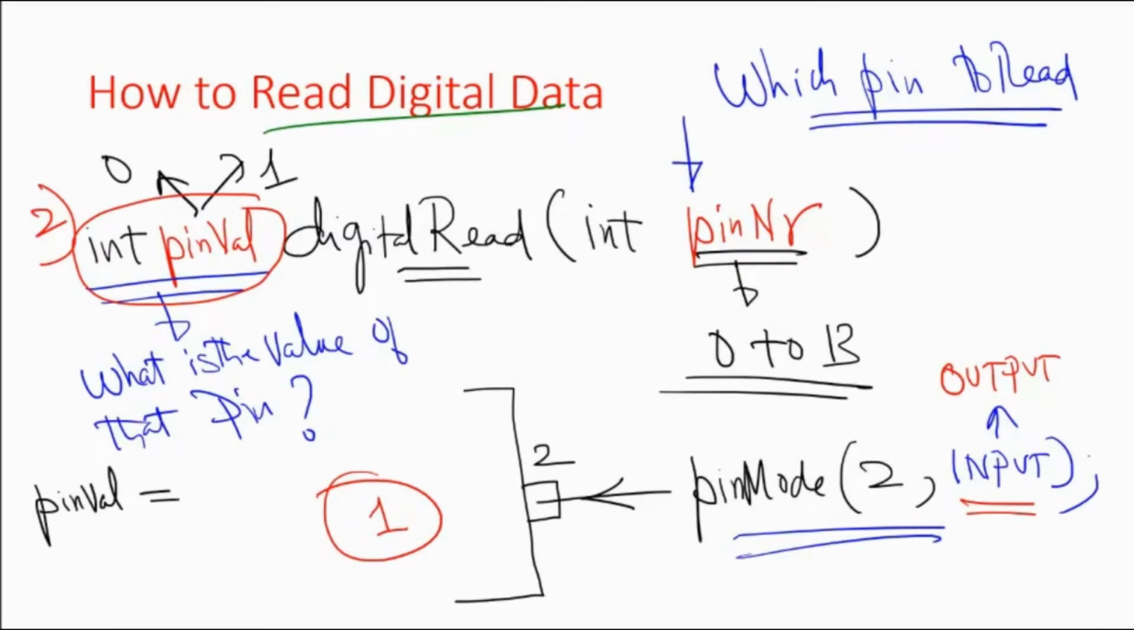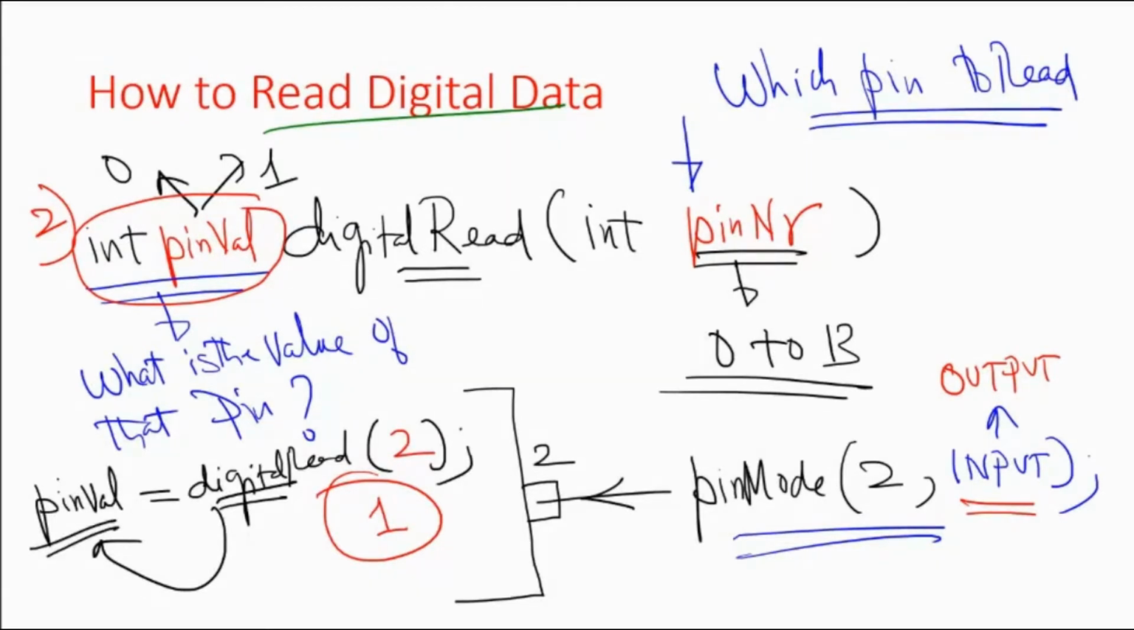pinValue is equal to, what is the name of the function? digitalRead. Which pin do you want to read? I want to read the second pin, and close that. So if you read the second pin, this digitalRead function will return a value. What is the value it will return? Either a 0 or a 1, which is assigned to the pinValue variable. So later on, you can take decisions based on it. pinValue is equivalent to your pocket variable in the fuel example. So whenever a function returns a value, make sure that it is assigned to a variable, because this function returns a value which needs to be saved in a variable.